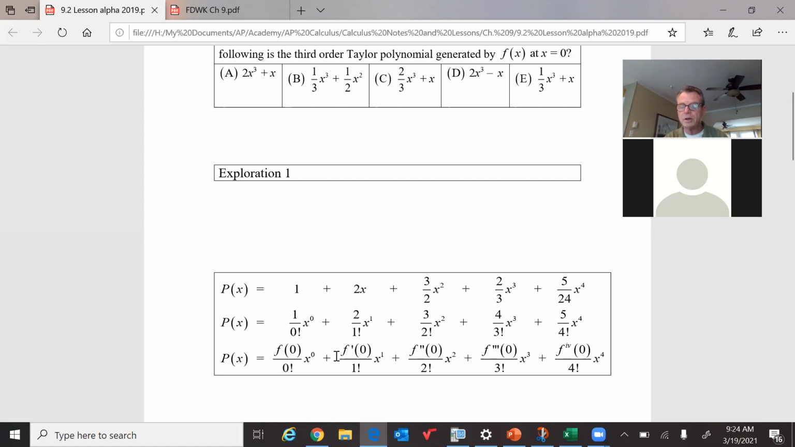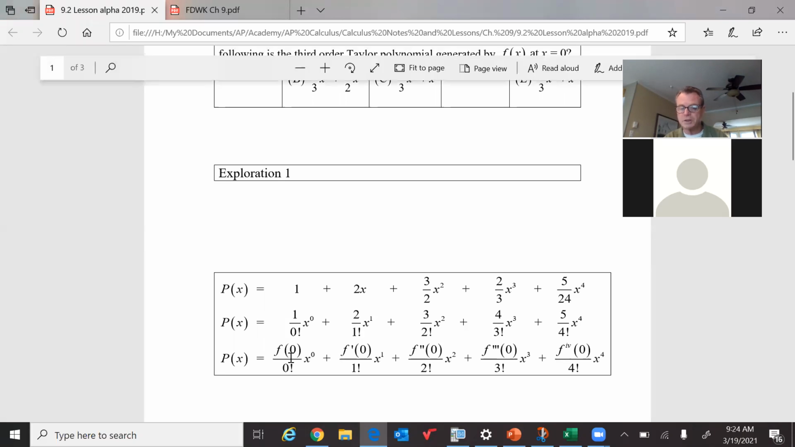So what do you notice here? That what you did here, this is the general form. Right? This is a Maclaurin series. This is a big deal. This third line right here is your ticket to success on the Chapter 9 questions on the AP test.